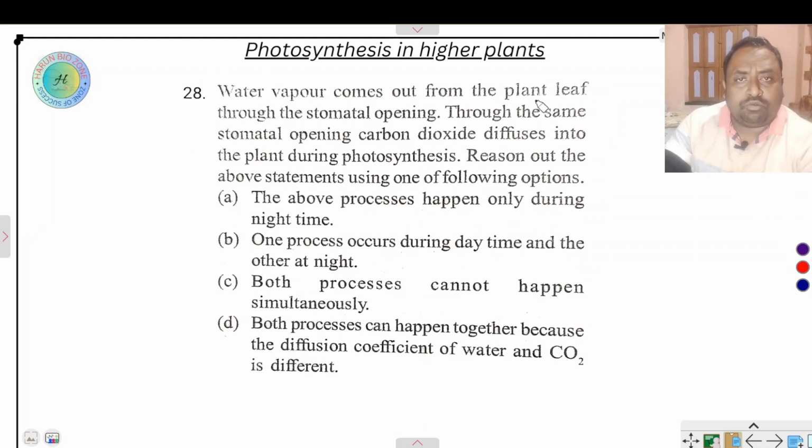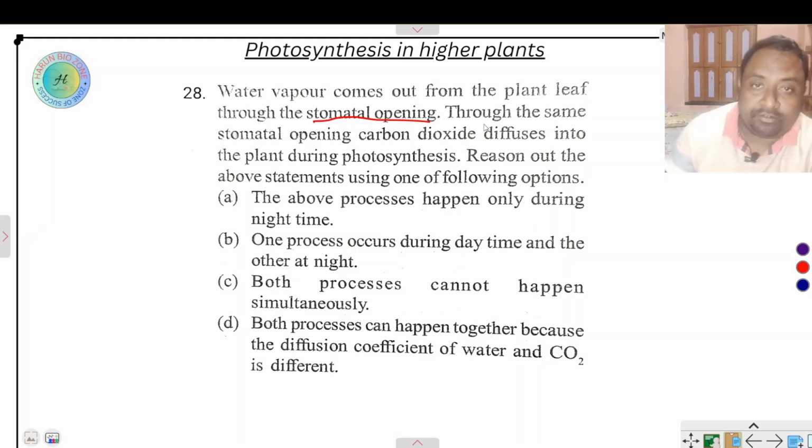Water vapor comes out from the plant leaf through the stomatal opening. Through stomata, the water is released as vapor. Through the same stomatal opening, carbon dioxide diffuses. So through the same stomatal opening, water diffuses as vapor and carbon dioxide diffuses as gas, and water and gas transport occur simultaneously in the stomatal region.